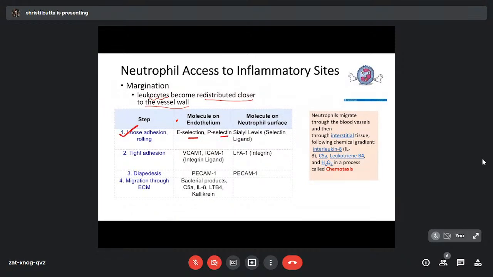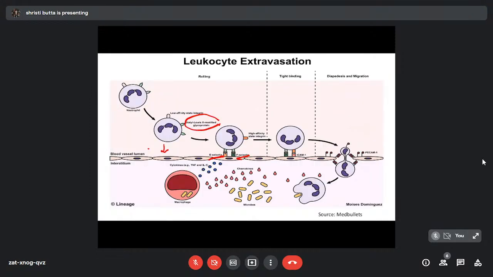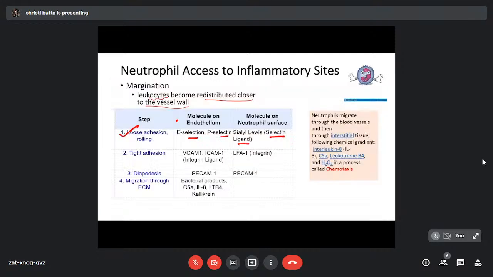The molecule that is correspondingly expressed on the neutrophil surface is the selectin ligand. That selectin ligand is the Sialyl-Lewis X-modified glycoprotein. This Sialyl-Lewis X-modified glycoprotein binds to the E and the P selectins expressed on the endothelium. The low affinity integrin receptors on the neutrophil change into a high affinity integrin. The ligands for the integrins, that is the VCAM1 and the ICAM1, are again expressed on the endothelium. So the loose adhesion is brought about by the E and the P selectins on the endothelium with the selectin ligand, that is the Sialyl-Lewis, on the neutrophil surface.